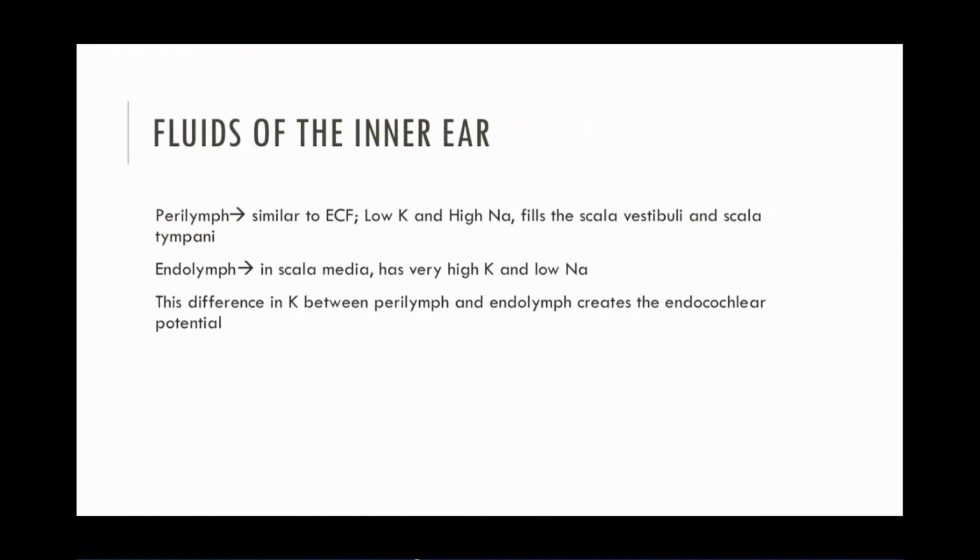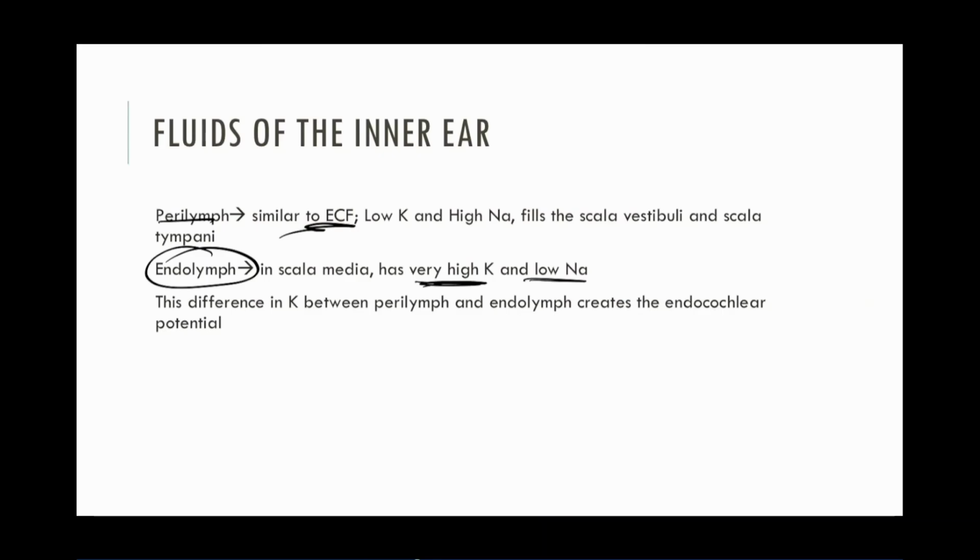So we have fluids in our inner ear as well. We have what's called perilymph, which is similar to your extracellular fluid. Low potassium, high sodium. And we have the endolymph. And I said you got to know what this one is. This one is different than other parts of the body. Has very high potassium and low sodium.